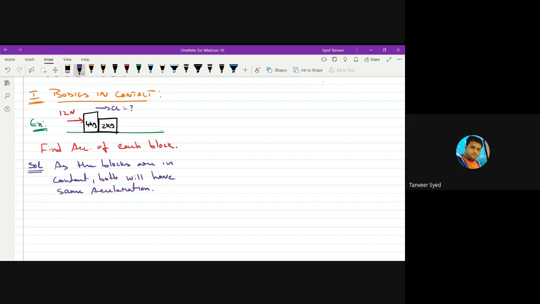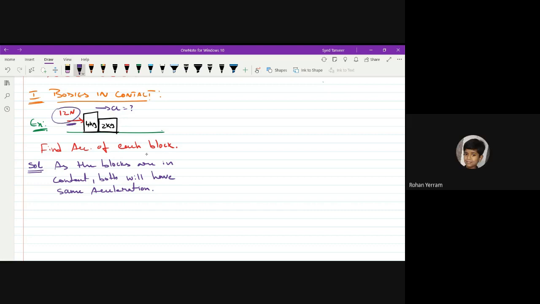Before going to that, if you just think about this situation, how much force are you applying? 12 Newton. Where? On the 4 kg block. That means this 12 Newton is pushing the 4 kg block. So because of that force, it gets accelerated. Fine. But who is pushing the 2 kg block? Is it this 12 Newton force?